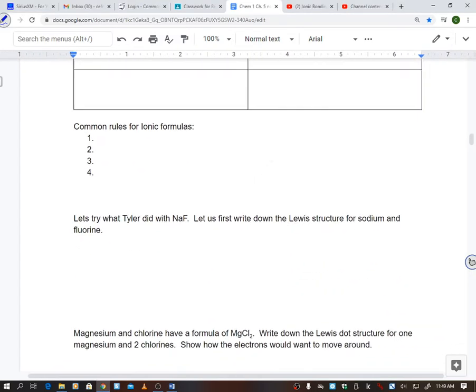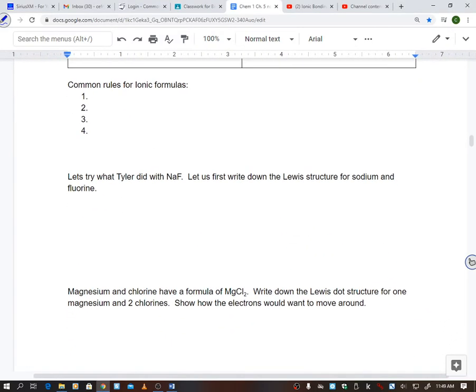Common rules for ionic formulas. And remember, ionic means a metal and a non-metal. Don't forget that. Number one, it consists of positive and negative charged atoms.